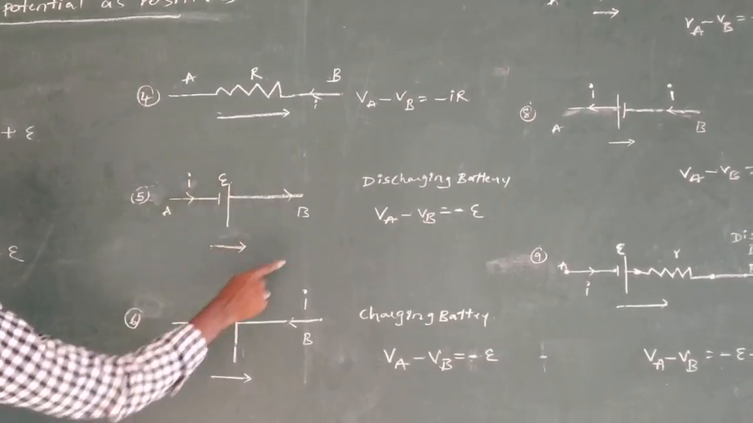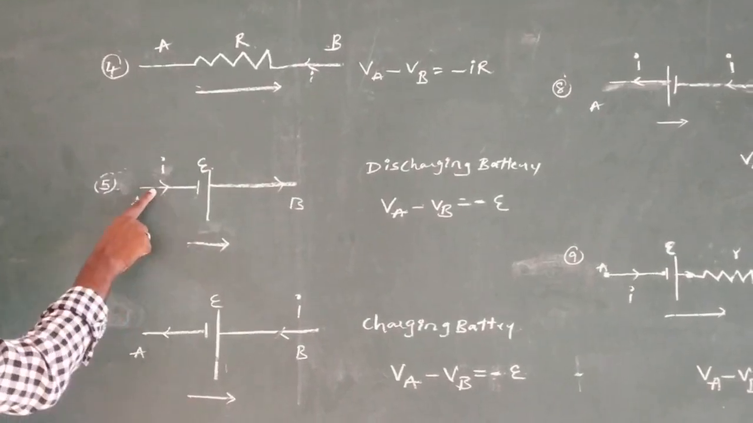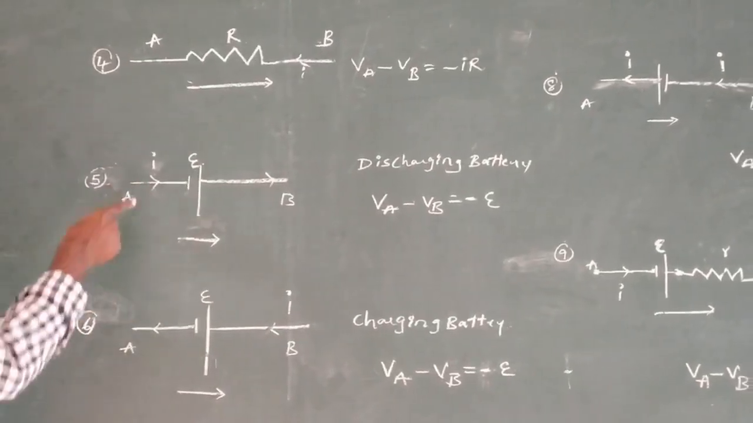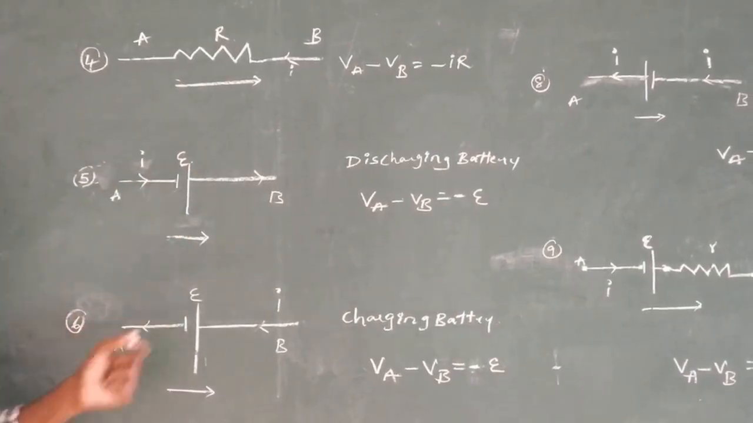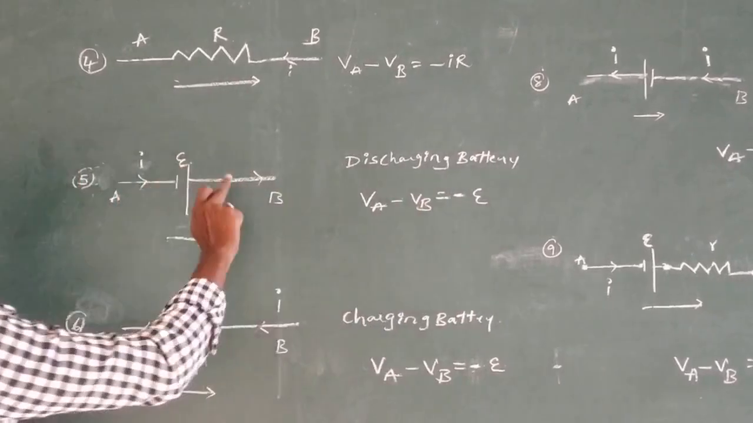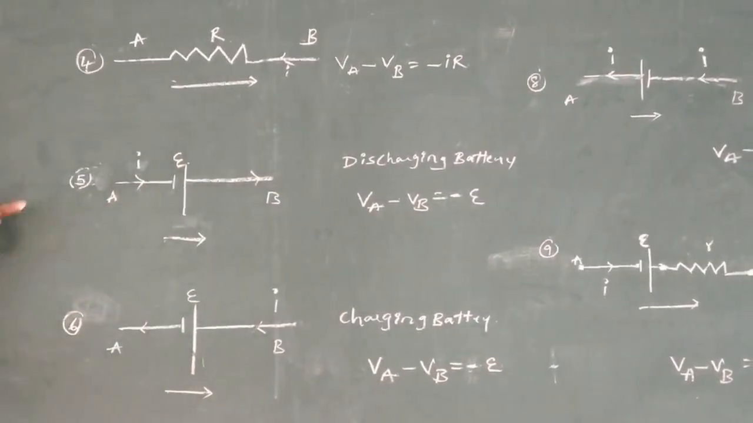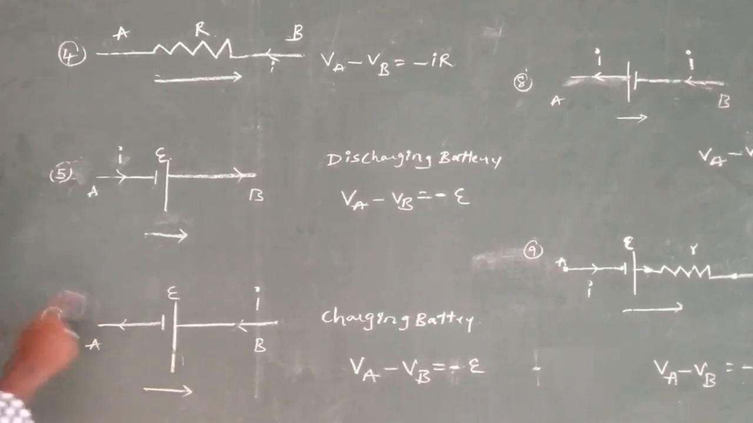In the next diagram, current is moving from lower potential to higher potential. This diagram represents the discharging battery. Current and direction both are in the same direction. Current moving from lower potential to higher potential. VA minus VB will represent minus epsilon. So potential has increased.